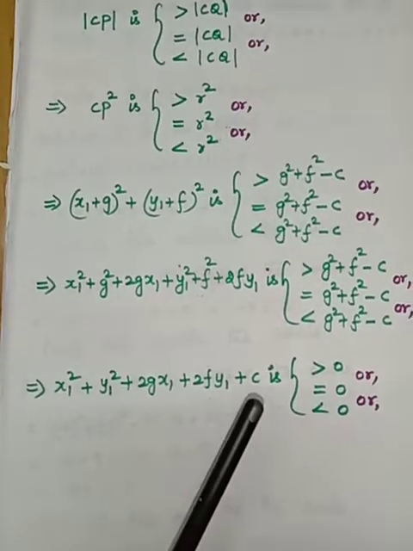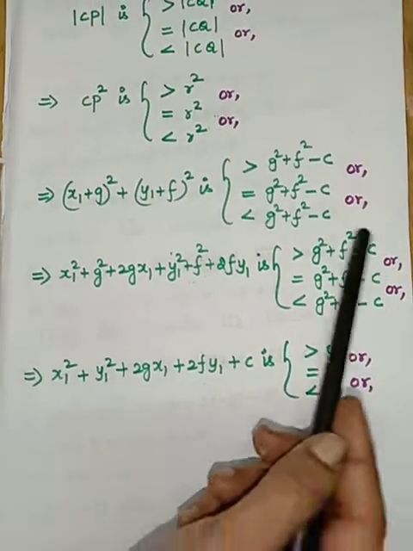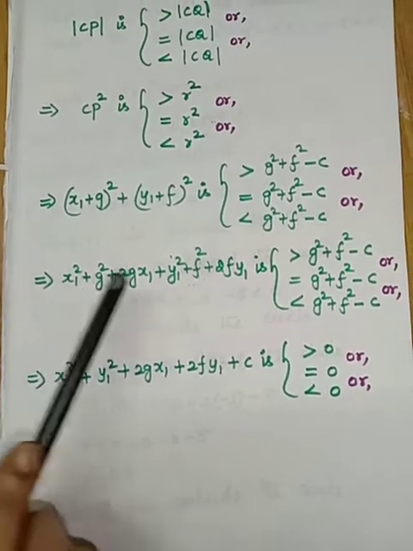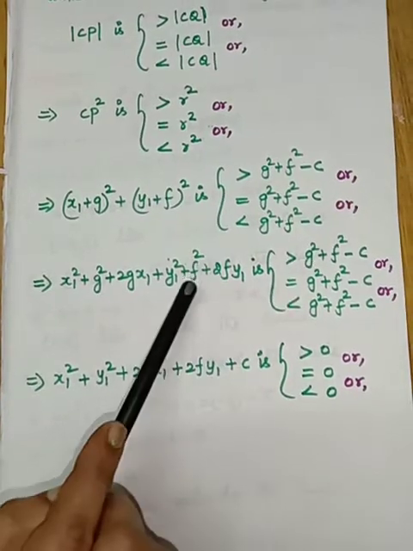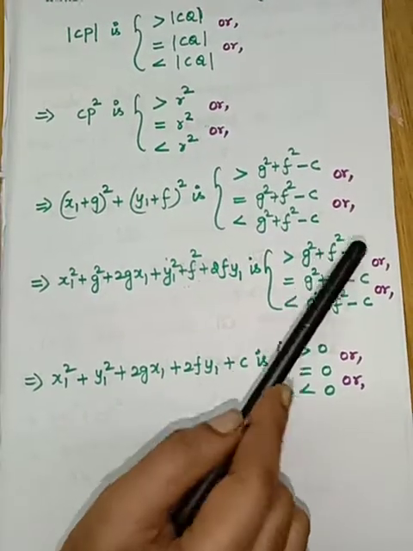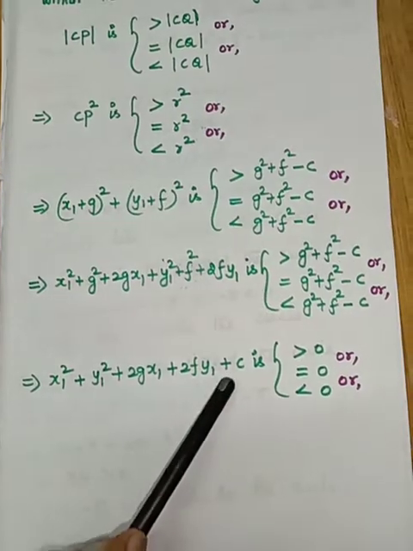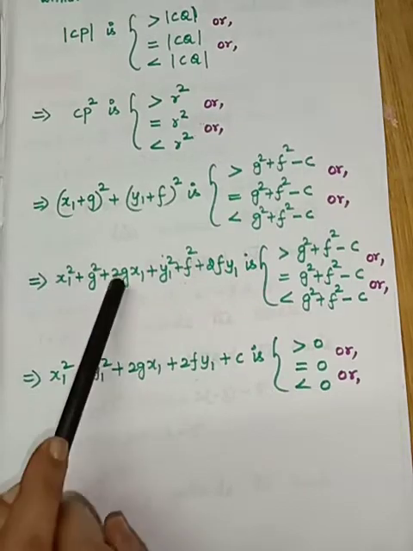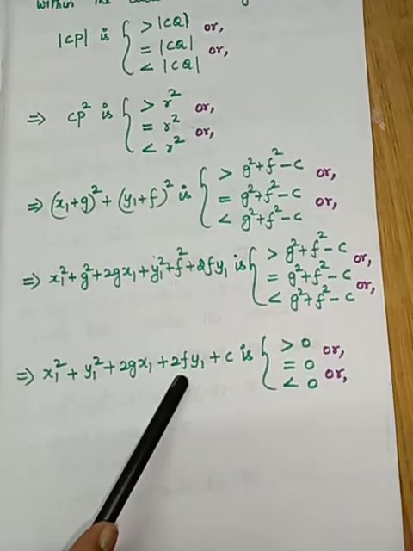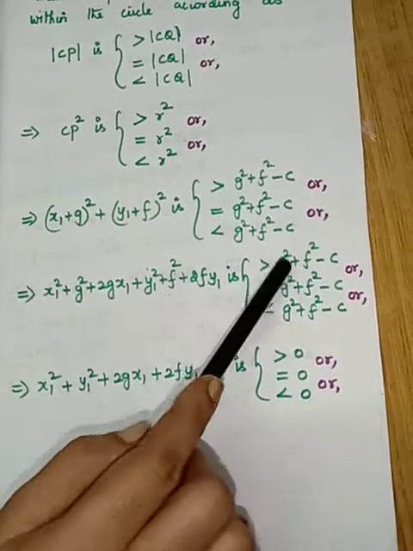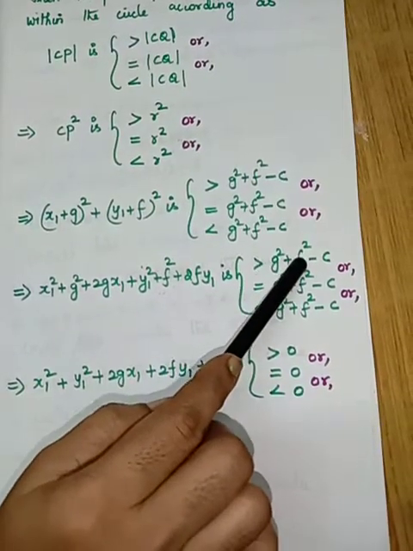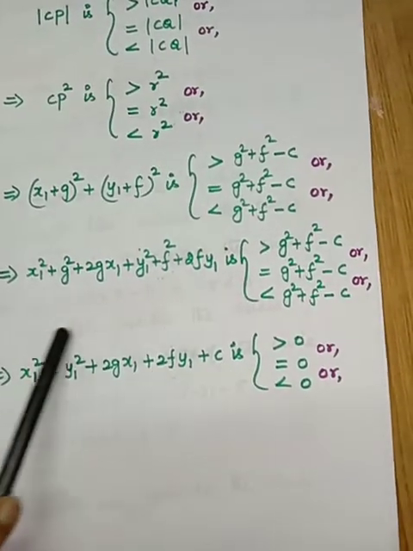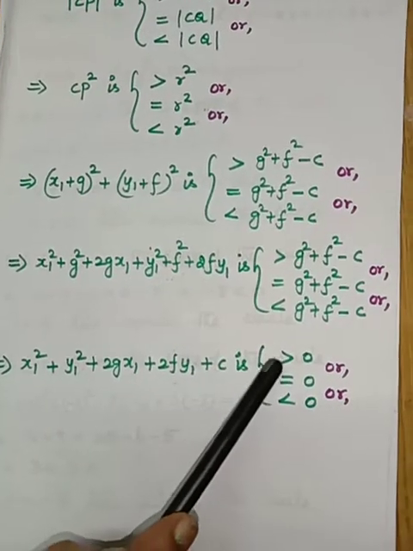Now bring this term to the other side. The g squared and g squared get cancelled, and f squared and f squared get cancelled. Minus c, when brought to the left side, becomes plus c. So what we get is x1 squared plus y1 squared plus 2gx1 plus 2fy1 plus c, and this result should be greater than 0.